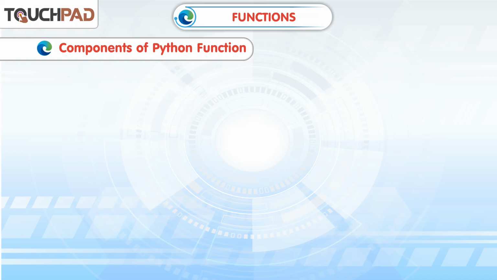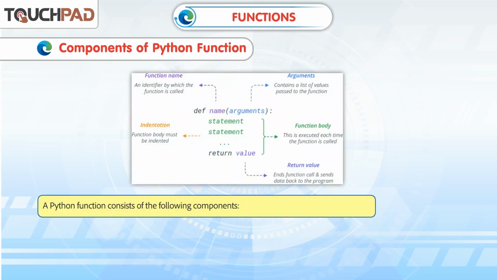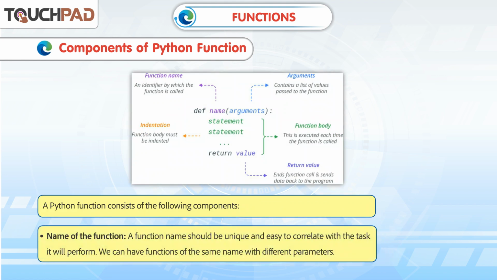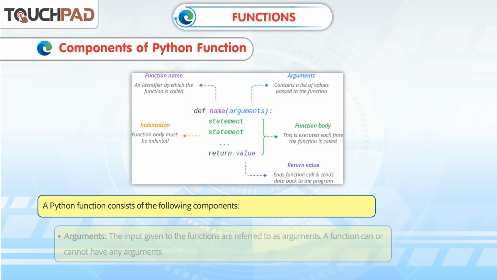Components of Python function. A Python function consists of the following components. Name of the function. A function name should be unique and easy to correlate with the task it will perform. We can have functions of the same name with different parameters.